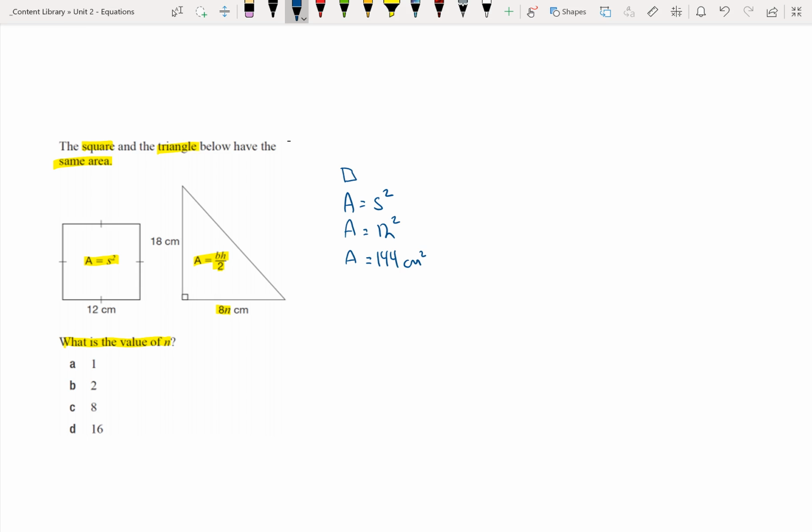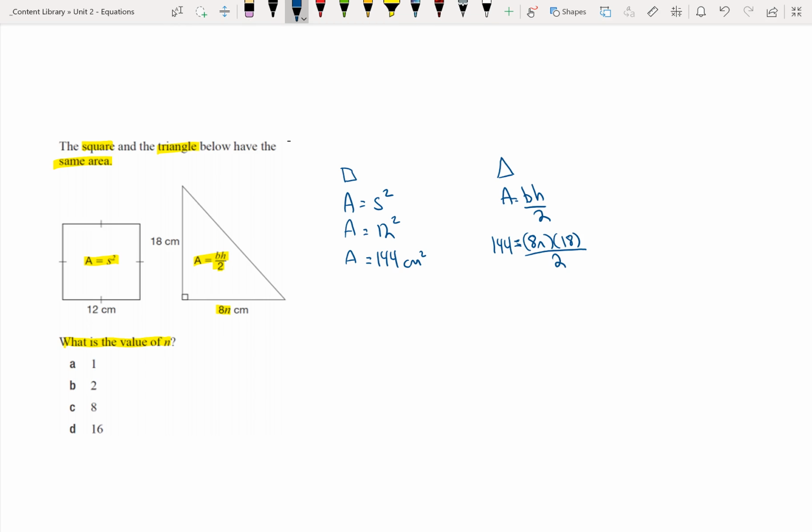For the triangle, we know that the triangle has the formula A equals base times height divided by 2. Now let's again plug in some information that we know. We know the base is 8n, we know the height is 18, and we know that it's divided by 2. Another thing that we also know is because it's the same area, this area also has to equal 144. Now what we have here is an equation. So what we can do is we can solve this equation.